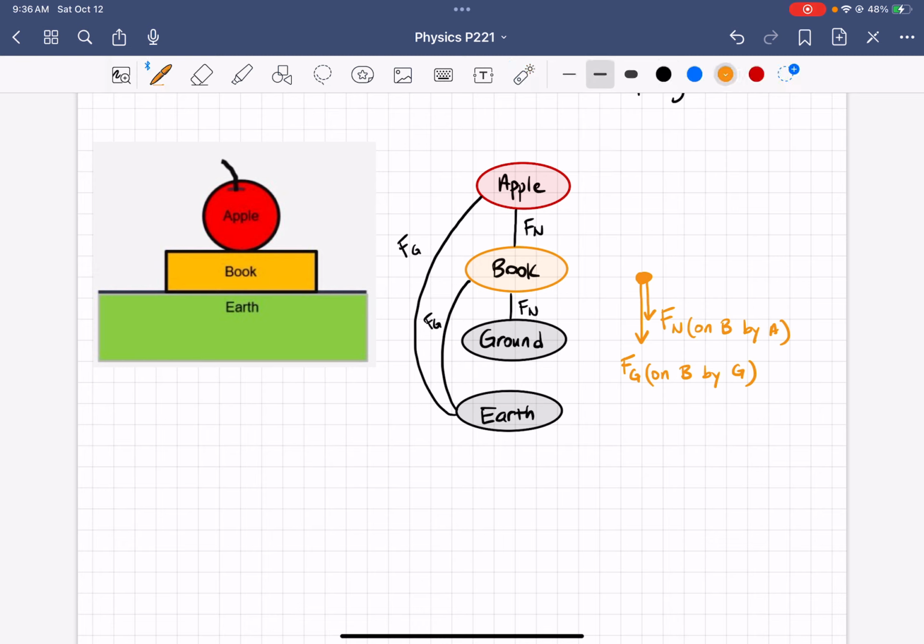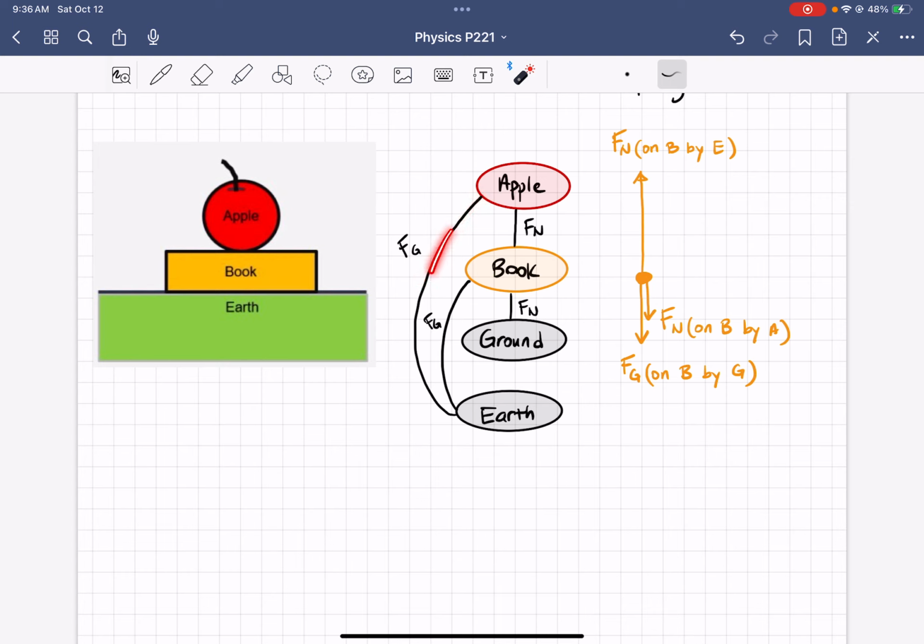The apple is actually going to be a little simpler because there are only 2 forces acting here. I've got this line representing the gravitational force from the earth, and this line representing the normal force from the book, which is pushing up. So the apple's being pulled down by the earth, and pushed up from below by the book, and those 2 forces are going to end up being balanced as well because the apple is also not accelerating.